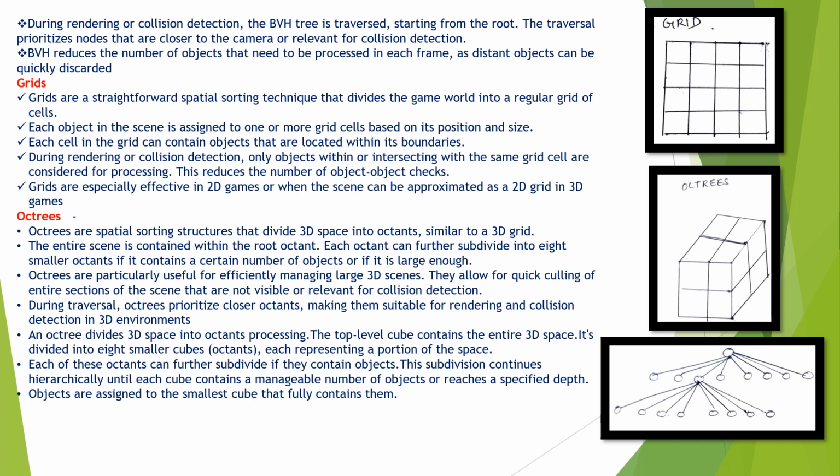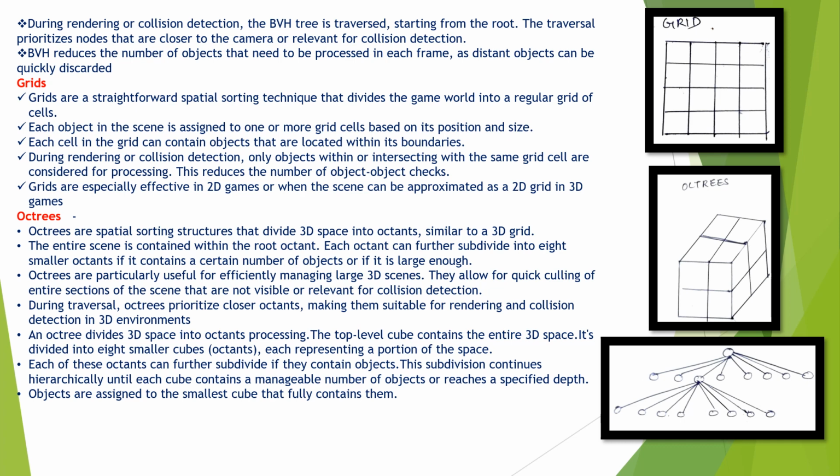During rendering or collision detection, the BVH tree is traversed from the root to the top. The traversal prioritizes the nodes that are closer to the camera or relevant for collision detection. BVH reduces the number of objects that need to be processed in each frame, as distant objects can be quickly discarded. Next comes grids.